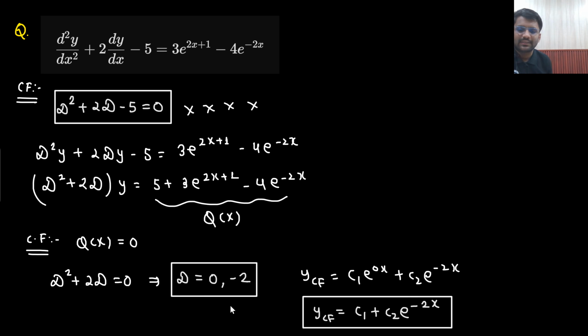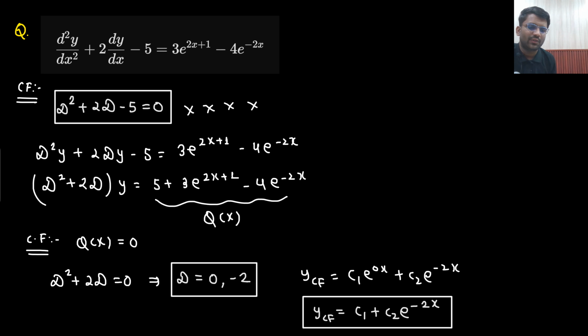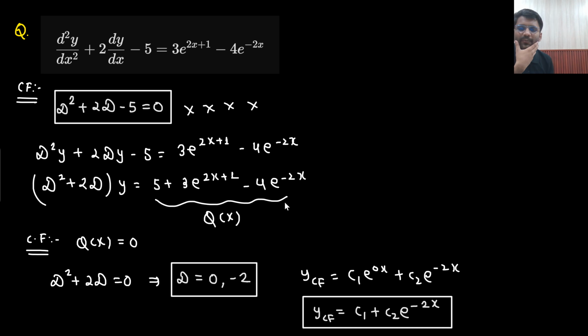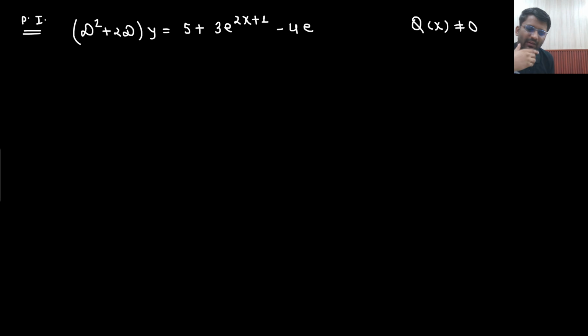Now we need to find out PI. Is that difficult? No, there are three functions, no. For PI, what did I tell you? Sir, there is one process that will always go on. d square plus 2d into y equals q of x. This time your q of x will not be put equal to 0, no. So 5 plus 3 e to the power 2x plus 1 minus 4 e to the power minus 2x, right?